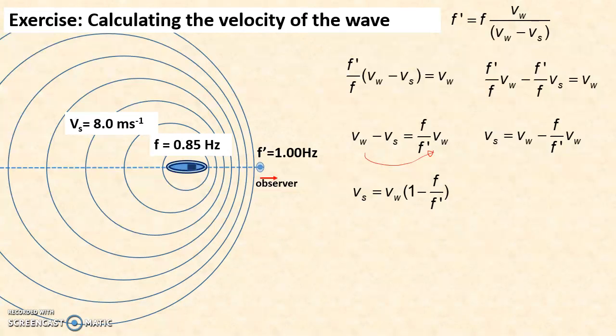Now you see here that this equals VW times 1, and this equals VW times f over f dash. And now all I need to do is rearrange this, and VW equals fs over f dash. This is my rearranged equation.